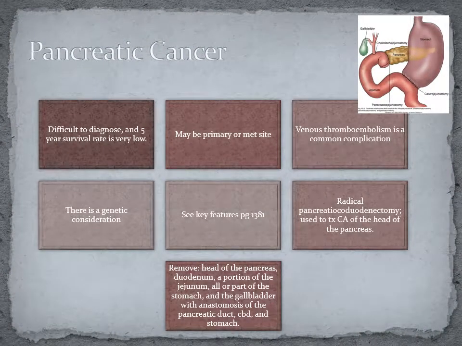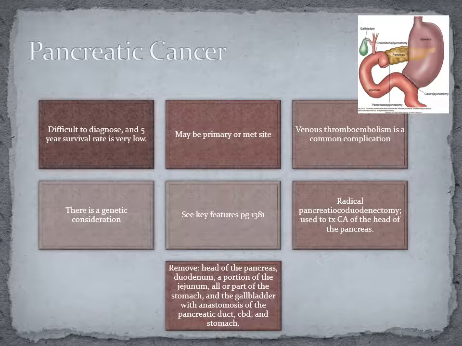With pancreatic cancer, it's difficult to diagnose, and the 5-year survival rate is very low. It may be primary or metastatic. Venous thromboembolism is the common complication. There's a genetic consideration. I want you to look at the key features on page 1381 of your textbook.